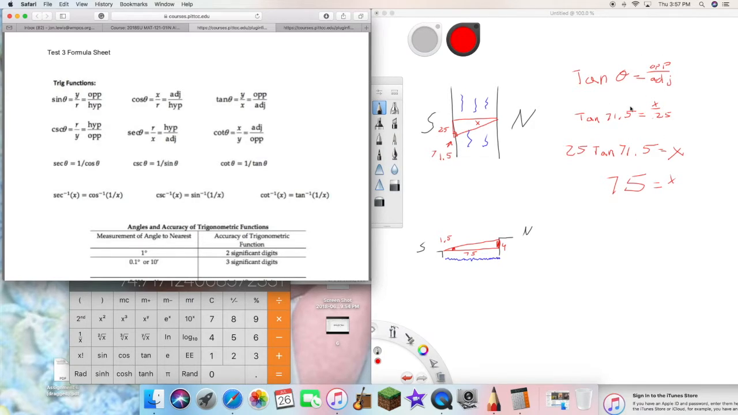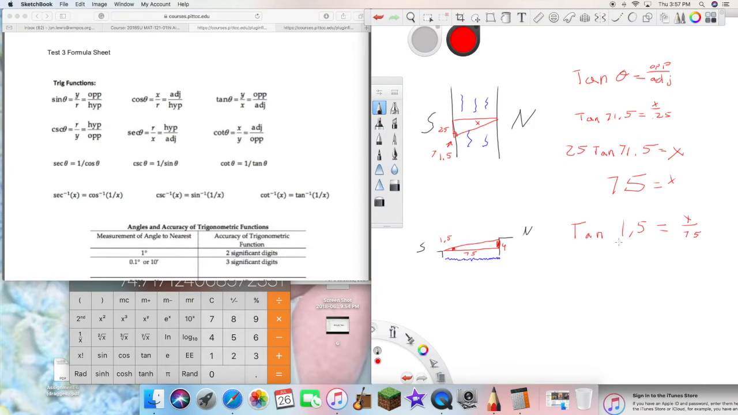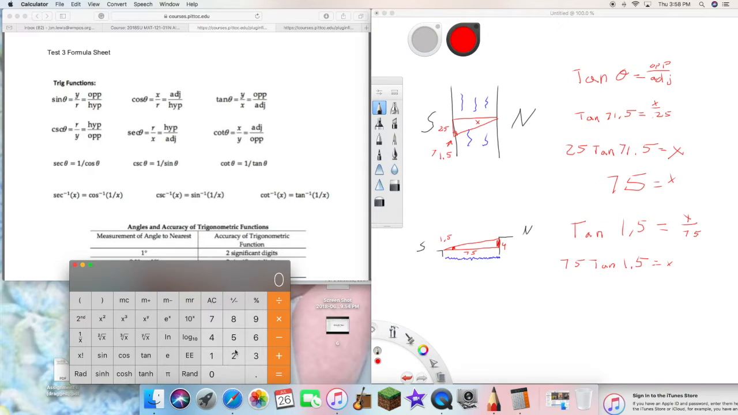And I'm going to go ahead and plug those numbers in right now. When I plug it in, I get tan of 1.5 degrees is equal to x over 75. My job now is to multiply by 75 on both sides, and I get that 75 times tan of 1.5 degrees is equal to x. So now that I've got that, it's just a matter of plugging that into my calculator, and I'll do that right now.